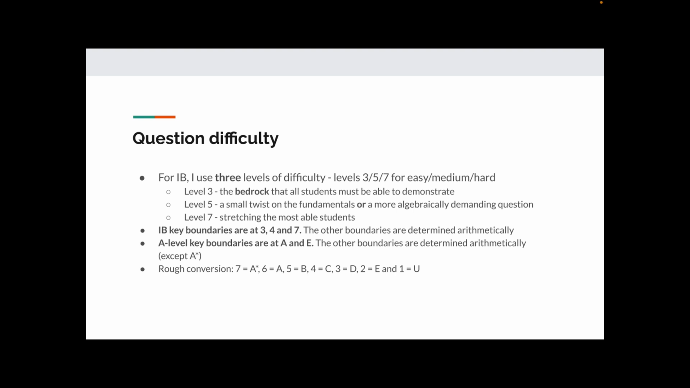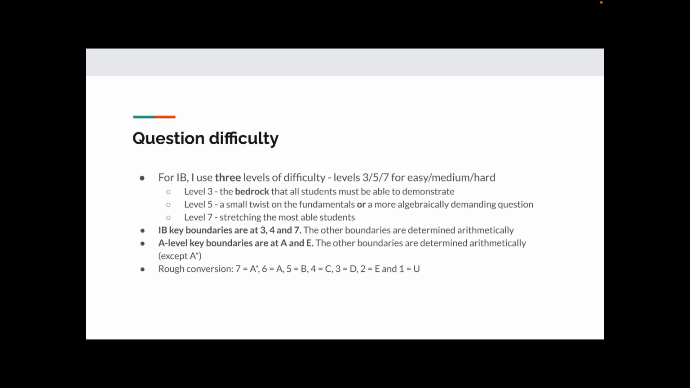In other terms, level 3, in my book, is the bedrock, the foundation that all students must be able to demonstrate. Level 5 questions usually contain a small twist on the fundamentals, or they're simply more algebraically demanding. Level 7 questions are intended to stretch the most able students. So ideally, even your highest achievers should not get 100% on the exam. Otherwise, the paper might have been a bit too easy for them.